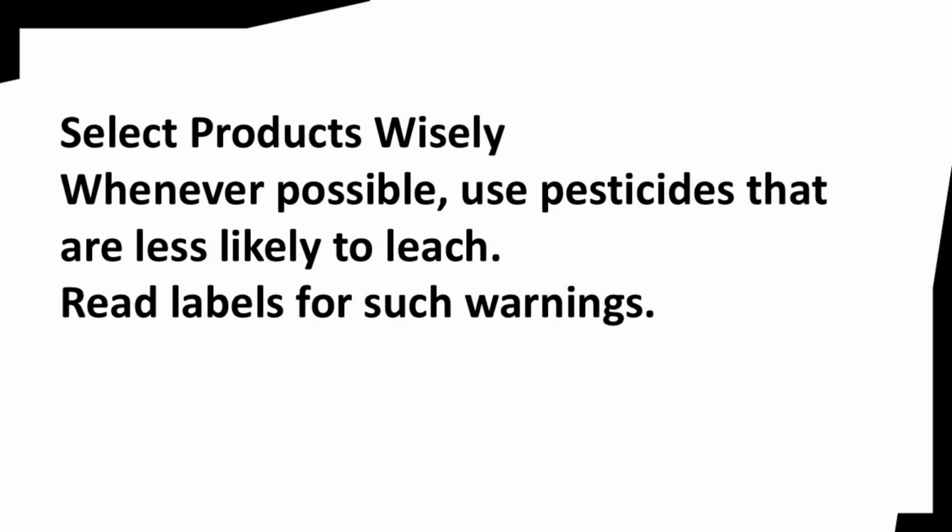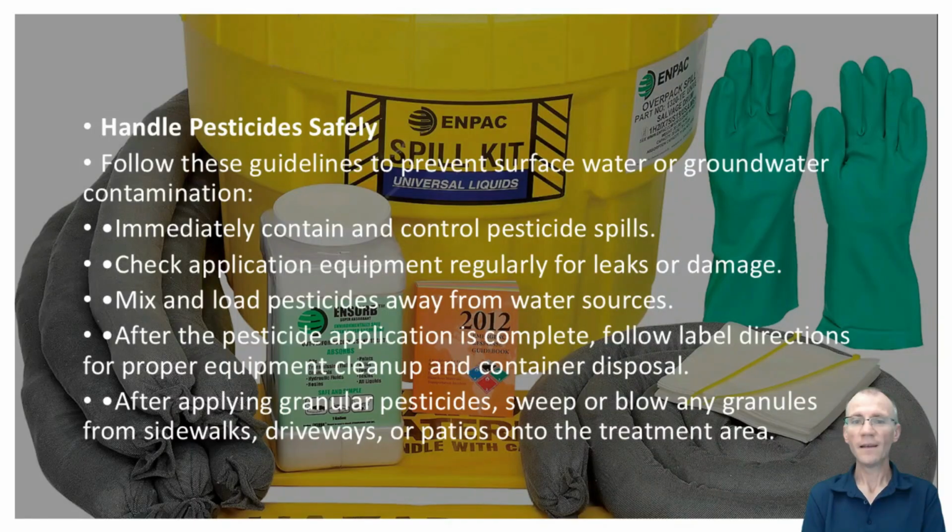Select products wisely. Whenever possible, use pesticides that are less likely to leach. Read labels for such warnings. Handle pesticides safely. Follow these guidelines to prevent surface water or groundwater contamination. Immediately contain and control pesticide spills. Check application equipment regularly for leaks or damage. Mix and load pesticides away from water sources. After the pesticide application is complete, follow label directions for proper equipment cleanup and container disposal.